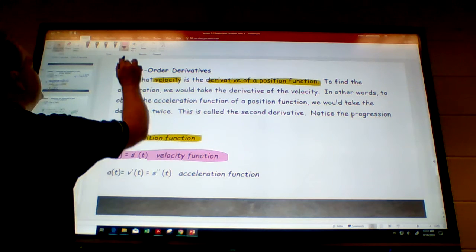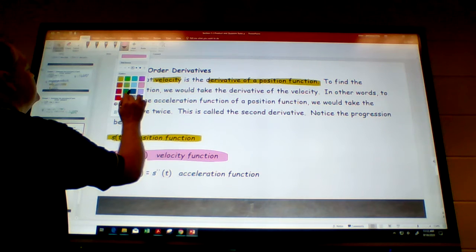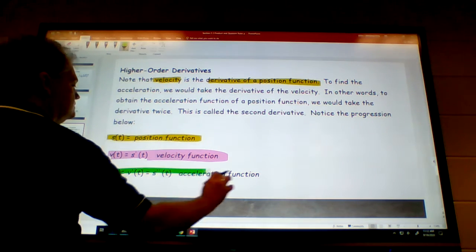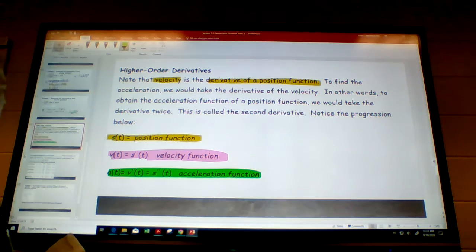Oh, I like pink. My daughter likes pink, so I like pink. All right. Lovely colors.